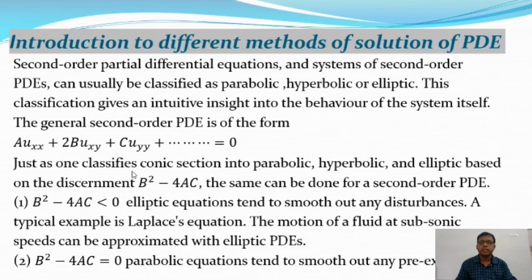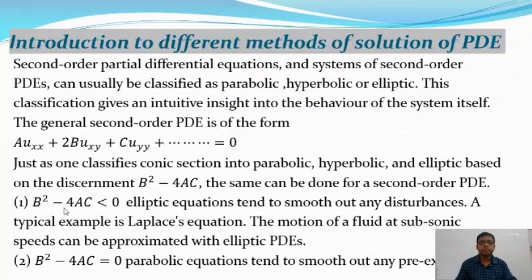Just as one classifies conic sections into parabolic, hyperbolic, or elliptic, from this we get the solution of the general second order differential equation, and it is based on the discriminant of the second order partial differential equation. So what is the discriminant? It is B² − 4AC, where A, B, and C are all constant terms. The same can be done for the second order partial differential equations.